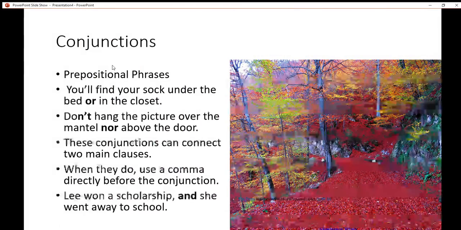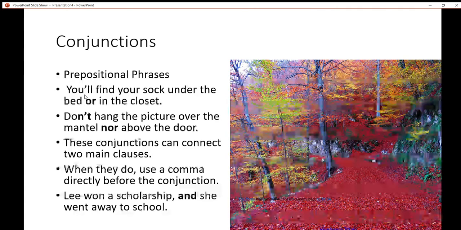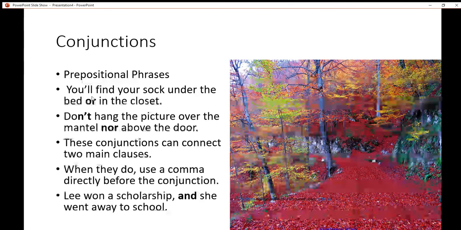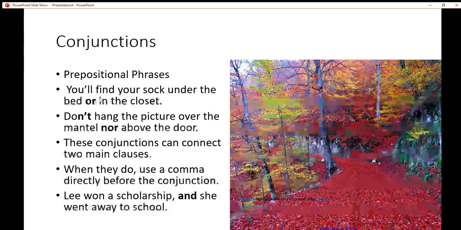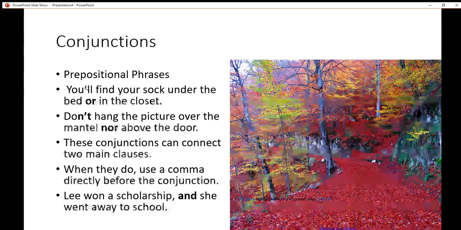Conjunctions. Prepositional phrases. You'll find your sock under the bed or in the closet. We see this highlighted word we know as the FANBOYS conjunction "or." It says you'll find your sock under the bed or in the closet. So the sock is either under the bed or it's in the closet. So it's combining those words. That's what a conjunction is.